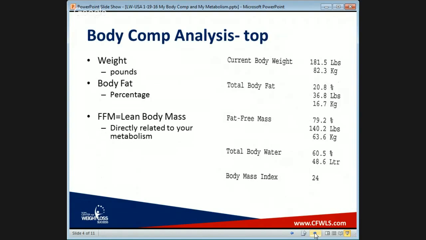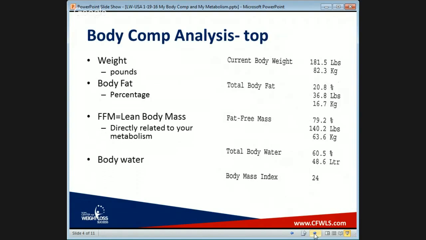So fat-free mass is lean body mass. When it says fat-free mass, those are interchangeable terms, lean body mass and fat-free mass. And again, this is directly related to your overall metabolism. The more lean body mass you have, the higher your metabolism.